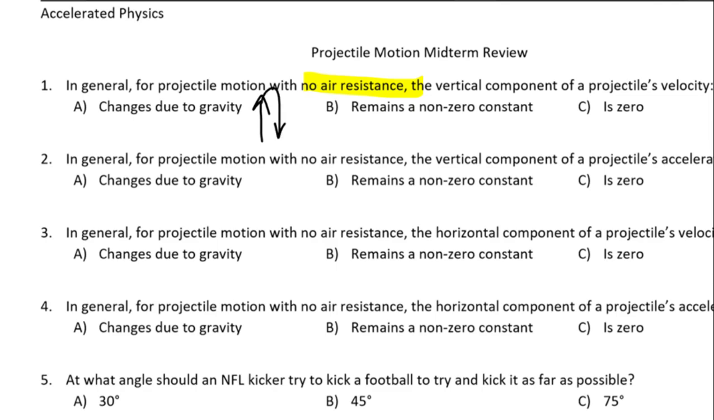So the key here is that at the very top, the velocity is 0 in the y direction, which means that the component of the velocity is changing. It's going from being positive upward to 0, then to negative coming down. And so it changes due to gravity. That's letter A.